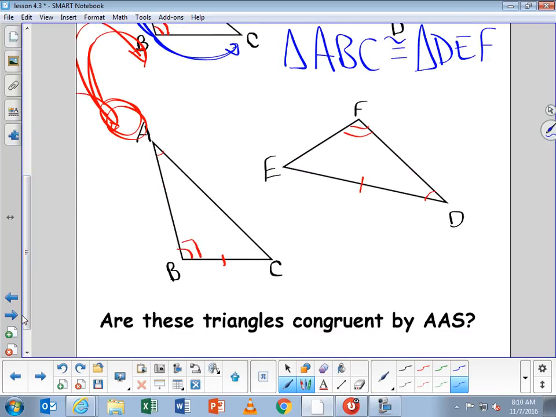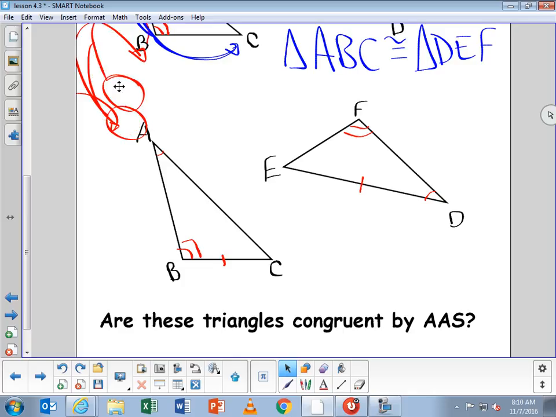Okay, let's look at these 2. Are they congruent by angle, angle, side? Nope. What do you think, Jaden? Which one? The bottom 2. The only 2 actually you can see on the screen right now. Are they congruent by angle, angle, side? Simple question. Yes or no is the answer.